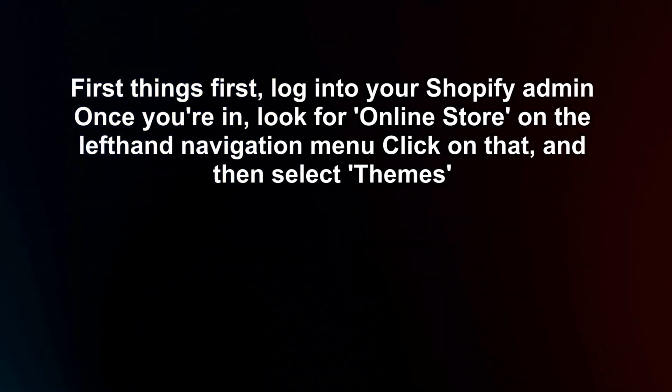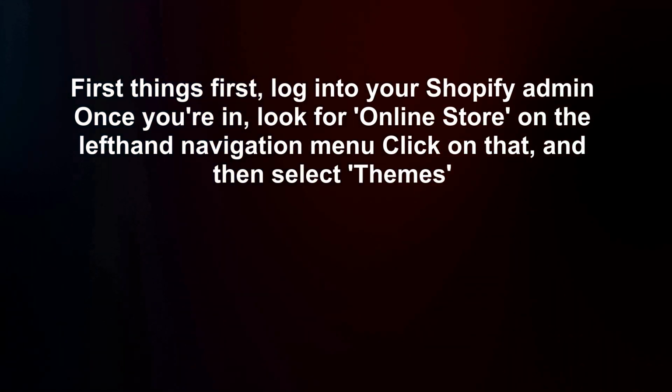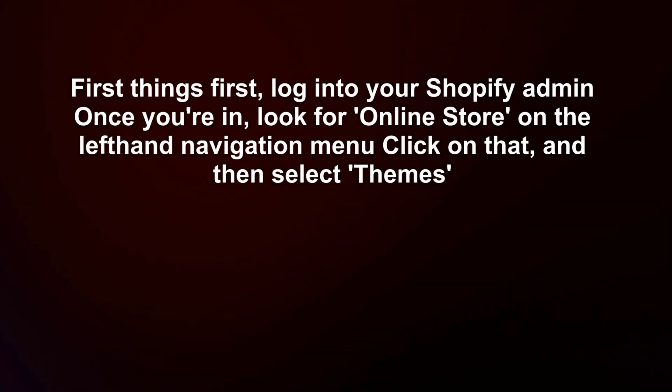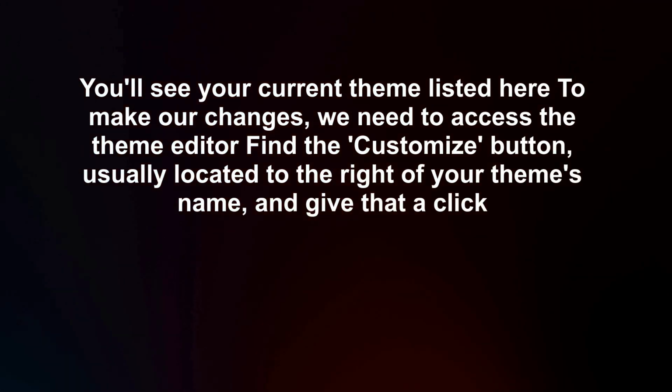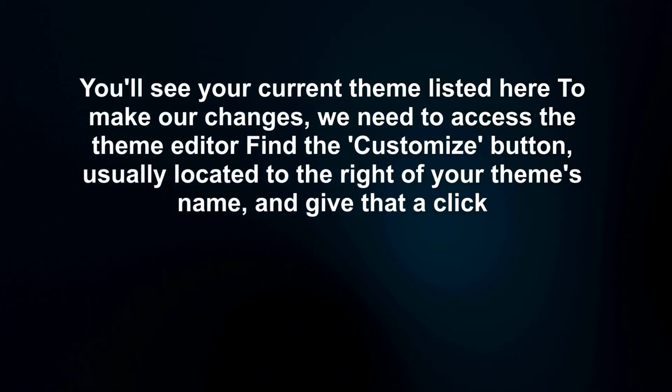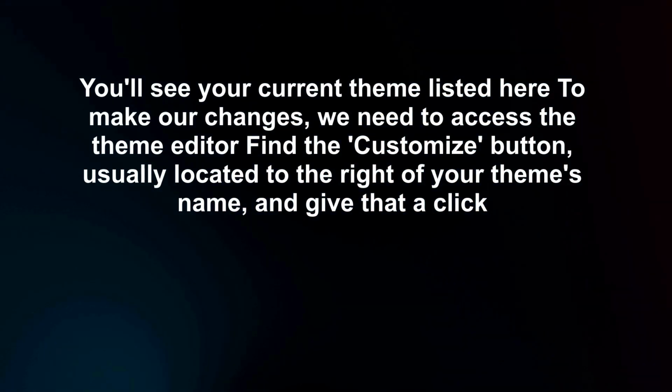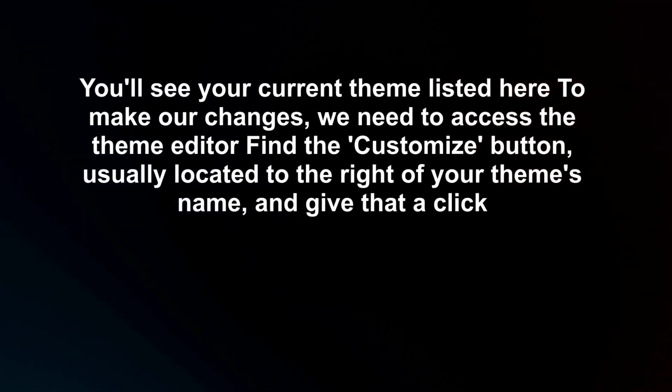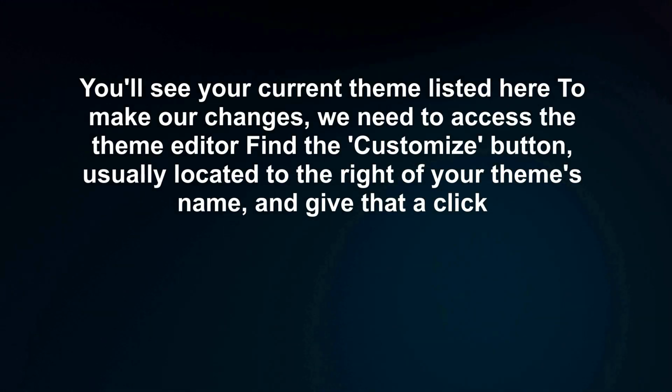Once you're in, look for Online Store on the left-hand navigation menu, click on that, and then select Themes. You'll see your current theme listed here. To make our changes, we need to access the theme editor. Find the Customize button, usually located to the right of your theme's name, and give that a click. This will open up Shopify's theme editor. It might take a moment to load completely.